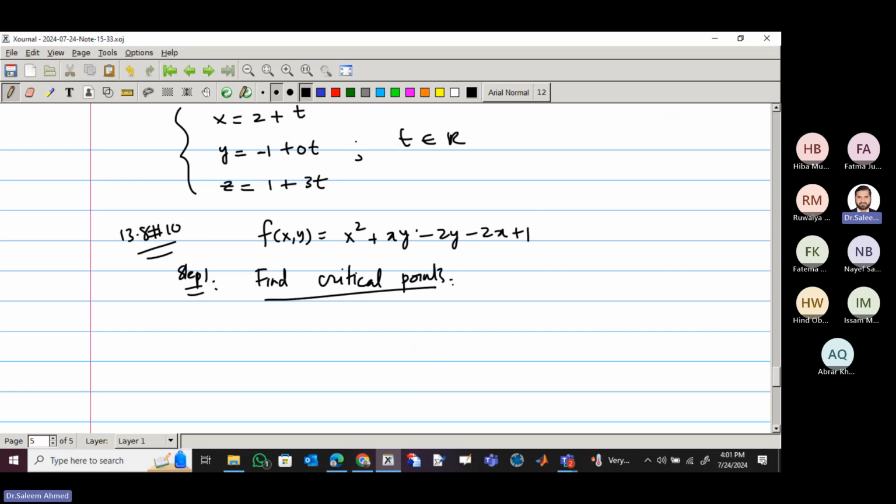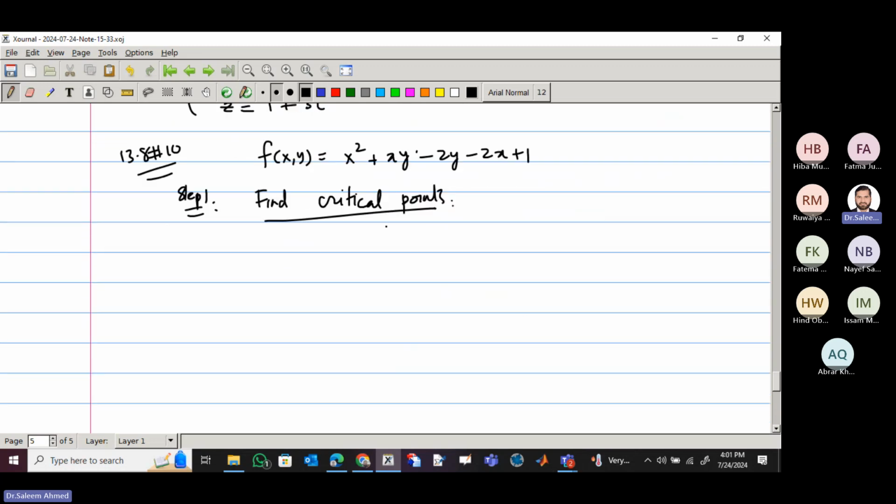So this is your step one. Critical points is the first thing. What are the critical points? Critical points are those where fx and fy both are 0. So basically I need these. I will calculate fx. The derivative with respect to x is 2x plus y minus 2. And fy, with respect to y, is x from here and minus 2 from here. That's it, right? x minus 2.